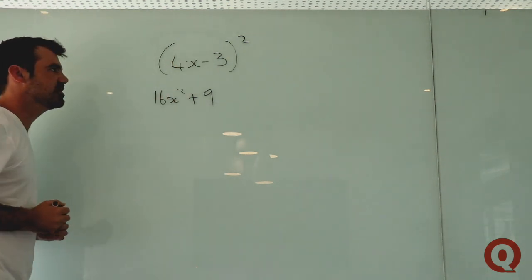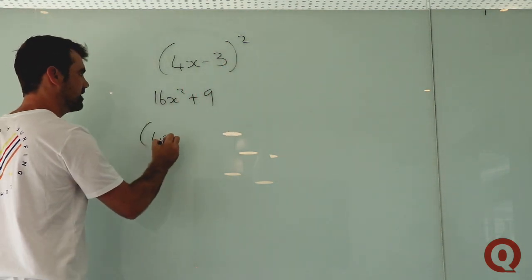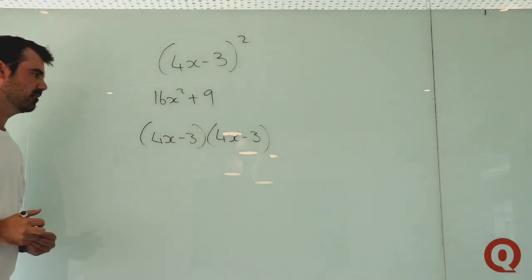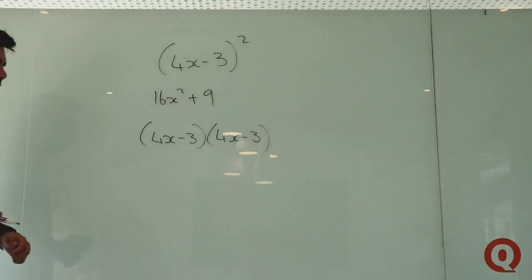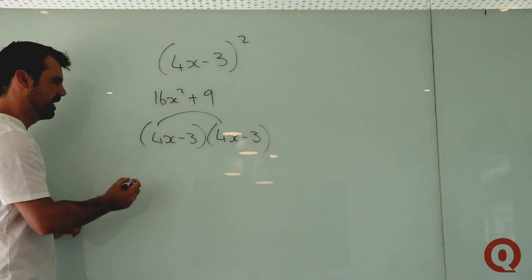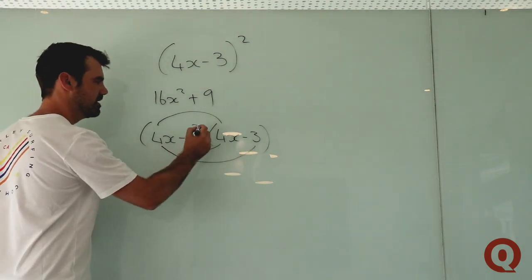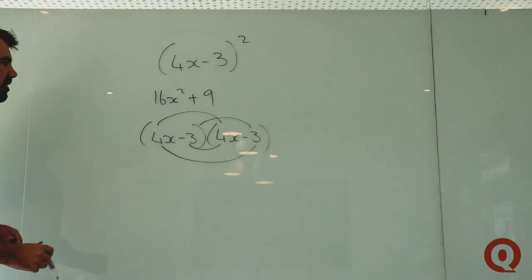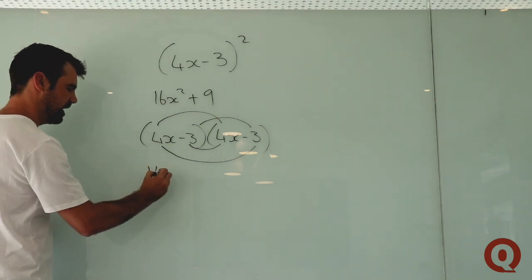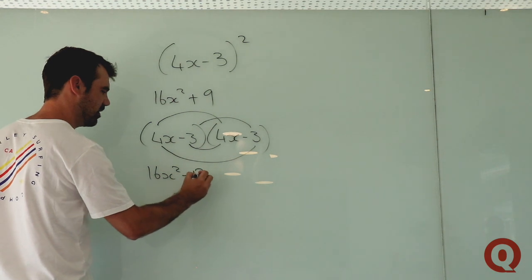When we have two terms inside a bracket, this means this bracket multiplied by itself. According to the rules, we have to use FOIL. We multiply the first term by the first term in my second bracket, the first term by the last term in the second bracket, and then we repeat for the second term in my first bracket. So we have 4x multiplied by 4x, which gives me 16x squared. I then have 4x multiplied by negative 3, which gives me negative 12x.